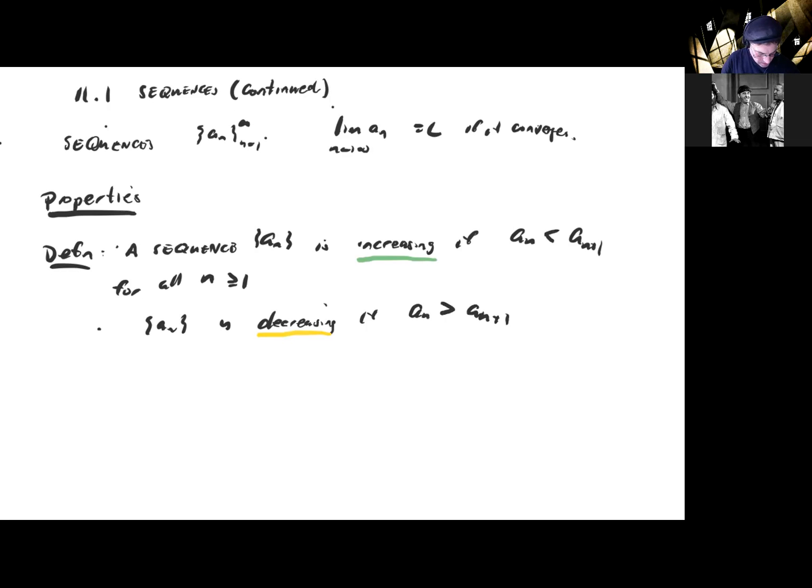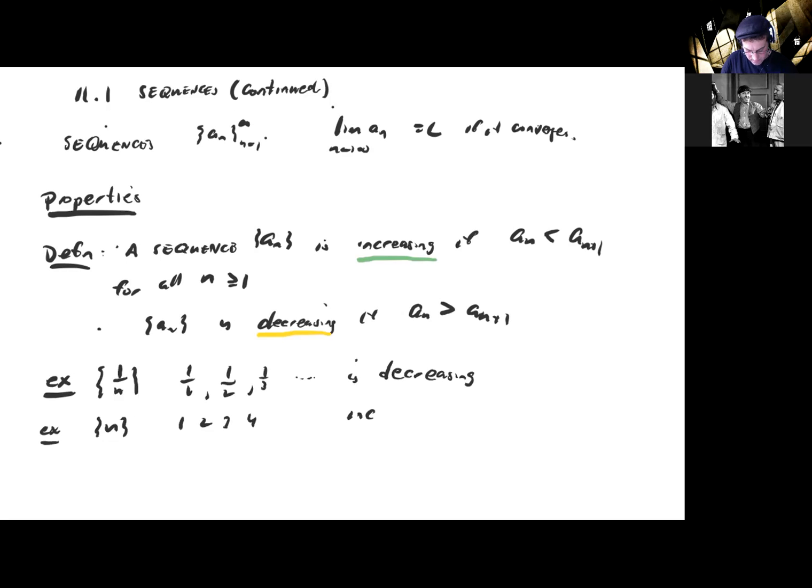Okay, so here are some examples. 1 over n. So this is the sequence 1 over 1, 1 over 2, 1 over 3, etc. This is obviously decreasing. The fractions are getting smaller. So another example would be the sequence n itself. That would be 1, 2, 3, 4. That would be increasing.